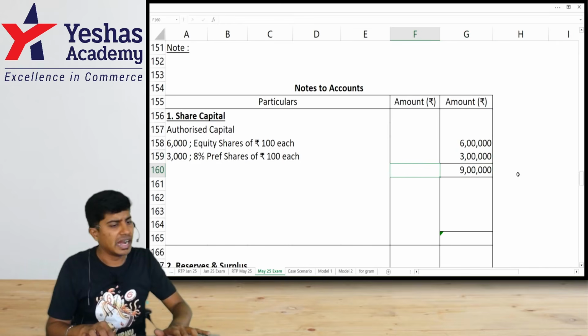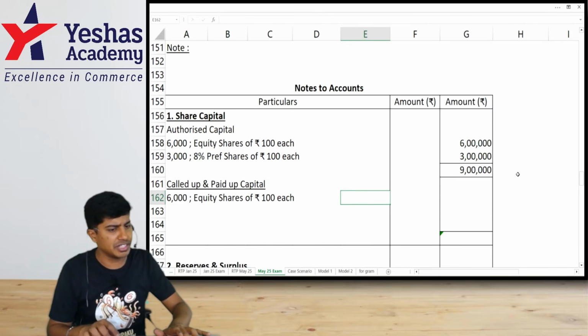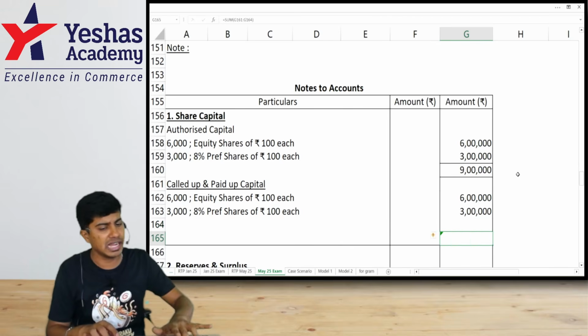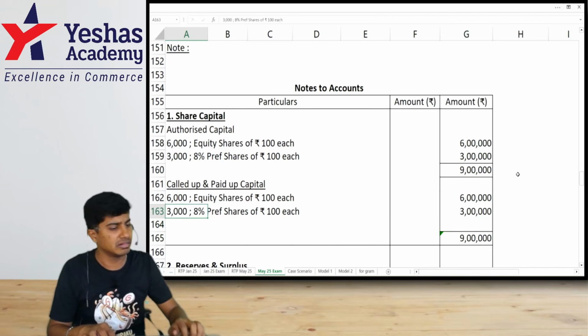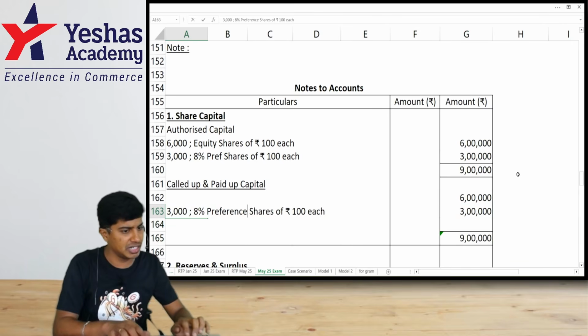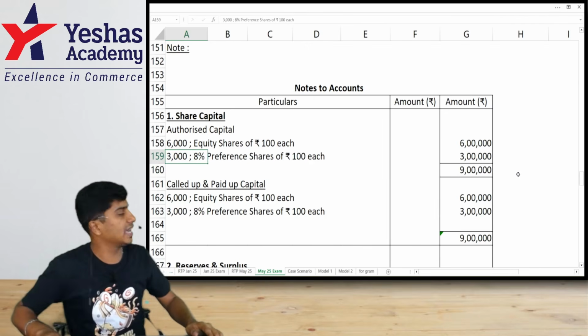Yes, 9 lakh. And I'll write the same as my called up and paid up capital also. 6,000 equity shares of rupees 100 each fully paid up 6 lakh. 3,000 8% preference shares of rupees 100 each fully paid up 3 lakh. Everything put together 9 lakh. Is this clear? I hope you guys don't have any doubt on this. Very nice. Come on. Let's see the next aspect.